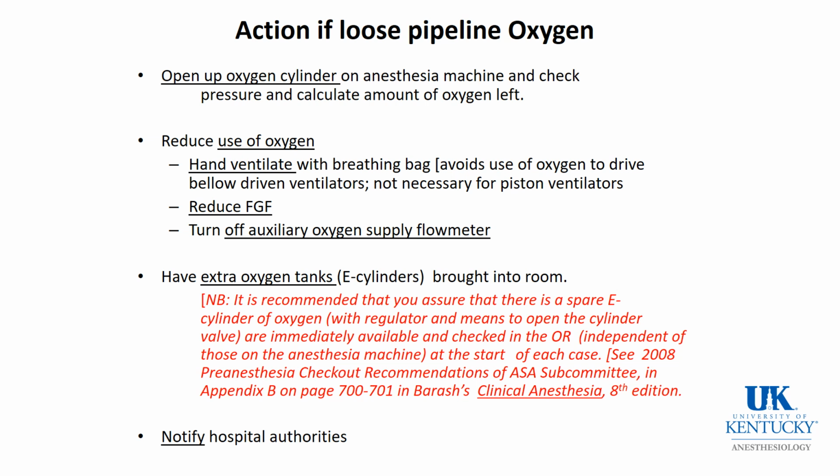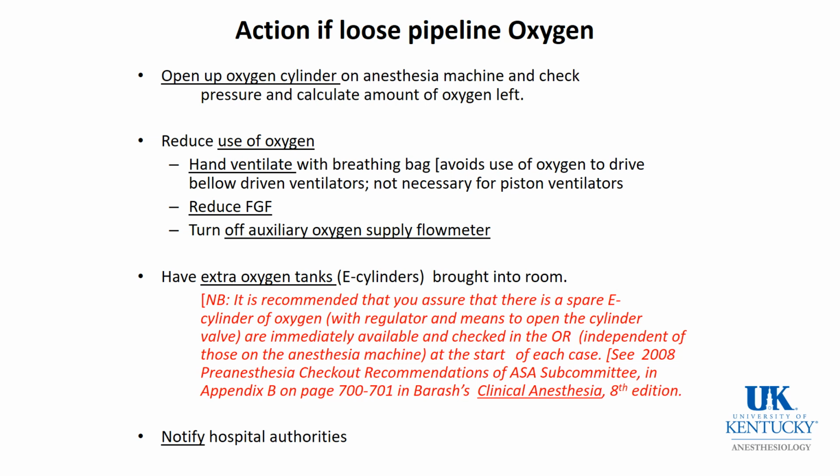Now, what do you do when you lose pipeline oxygen? The first is to open up the oxygen cylinder. Secondly, you should do everything you can to reduce the use of oxygen. One is to go to hand ventilation, because some of the machines use oxygen to drive their ventilators. That isn't true of our modern piston ventilators, but if you're using a ventilator that uses a bellows, some of the machines use oxygen to drive the bellows.